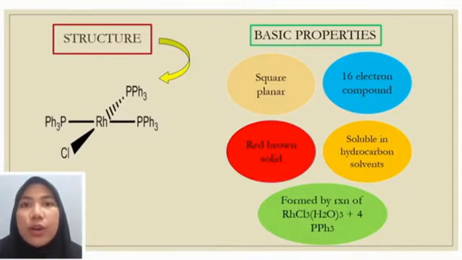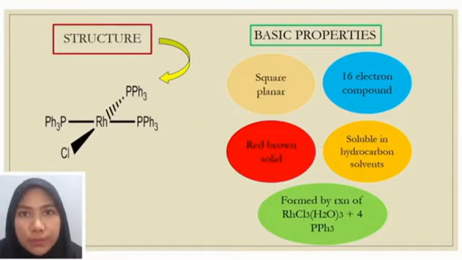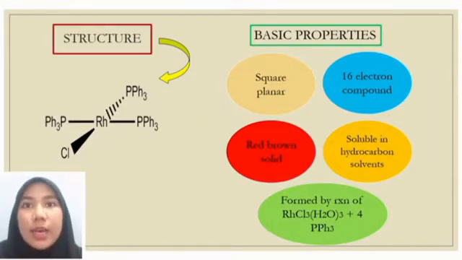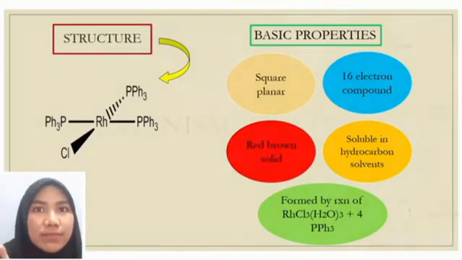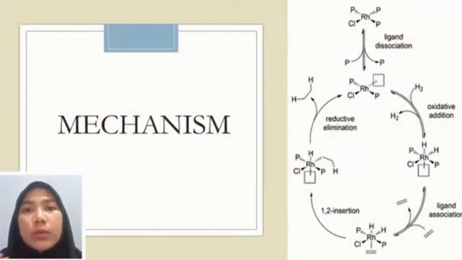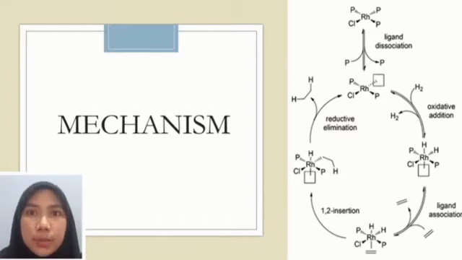As for its physical appearance, Wilkinson catalyst is a red-brown solid that is soluble in hydrocarbon solvent. Lastly, Wilkinson catalyst can be formed by this reaction. Next, we will move on to the hardest part of this chapter, which is the mechanism.